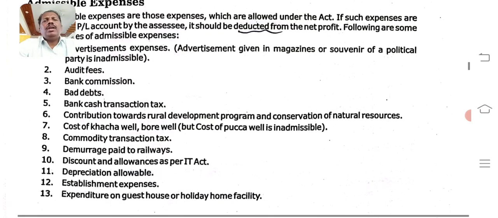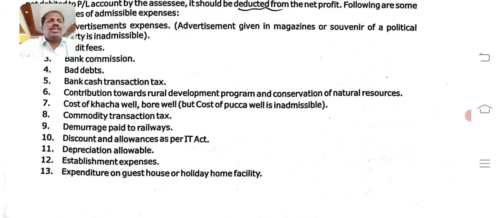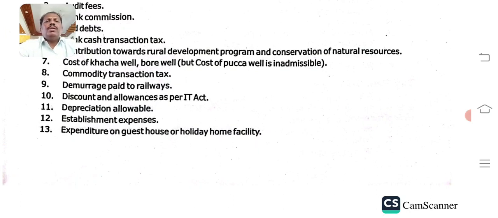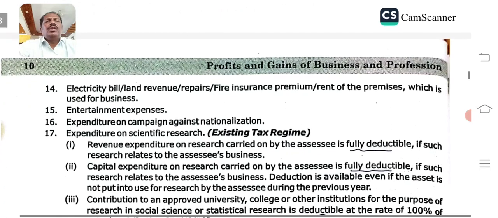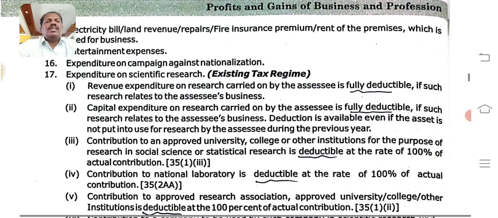Audit fees, bank commission, bad debts, bank cash transaction tax, contribution towards rural development program and conservation of natural resources, cost of bore well, but cost of kacha well is inadmissible. Commodity transaction tax, demurrage paid to railways, even discount allowances as per IT tax, depreciation liable, establishment expenses, even expenditure on guest house or holiday home facility, electricity bill, land revenue, repairs, fire insurance premium, rent of the premises which is used for business, entertainment expenses, even expenditure on campaign against nationalization, expenditure on scientific research.